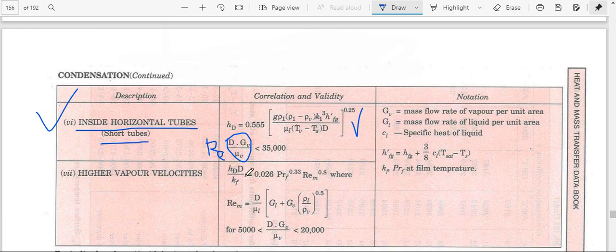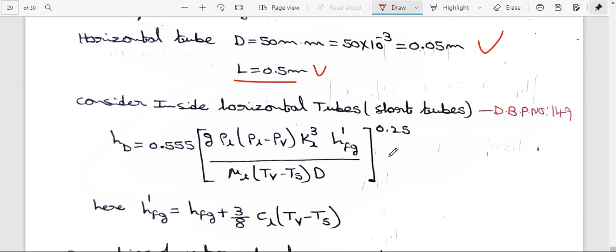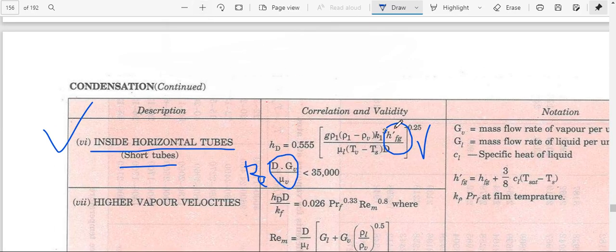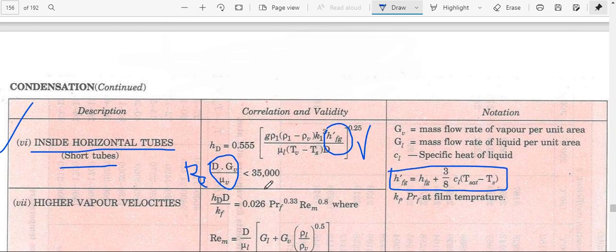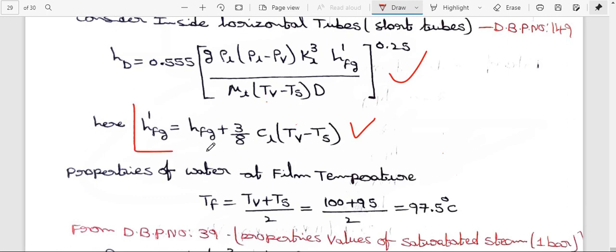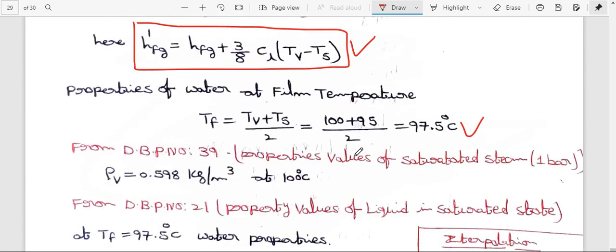The inside horizontal tubes, so inside horizontal tubes, that's why I'm considering this formula. In this formula, h dash fg is given, h dash fg. So what is the h fg dash value? This one: h fg plus 3 by 8 into Cl of saturation minus surface temperature. First of all we need to calculate the h dash value. So we have to take the film temperature value, which is 97.5.